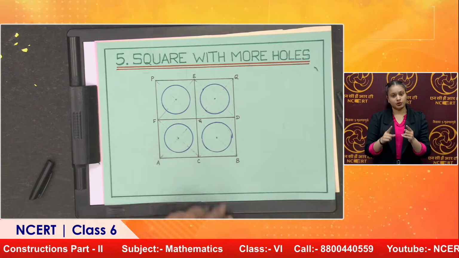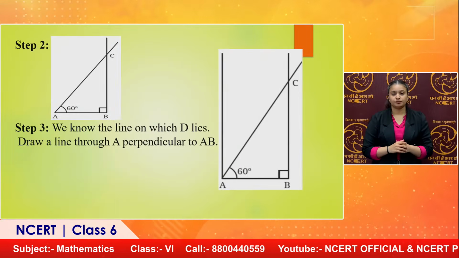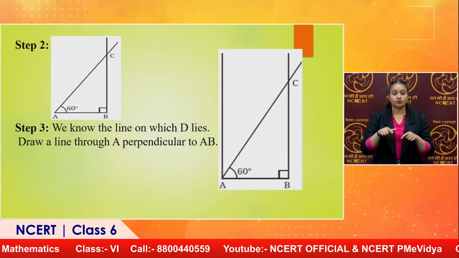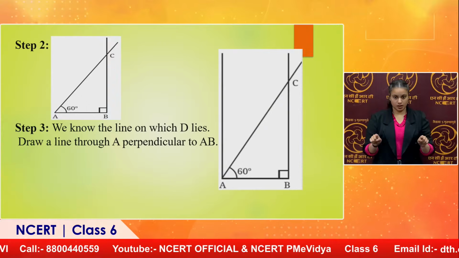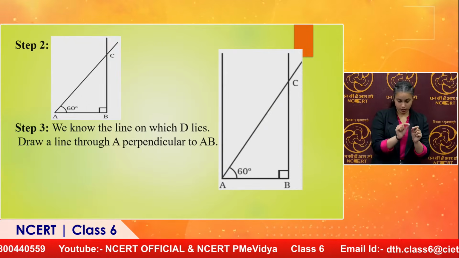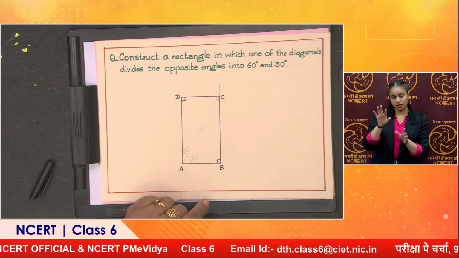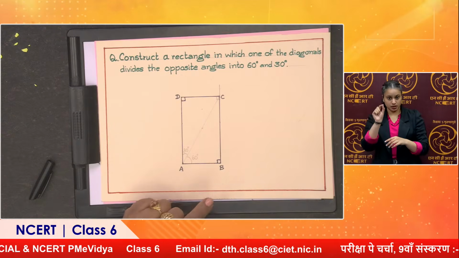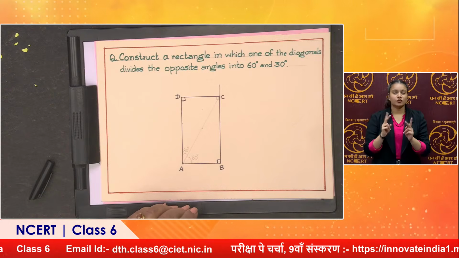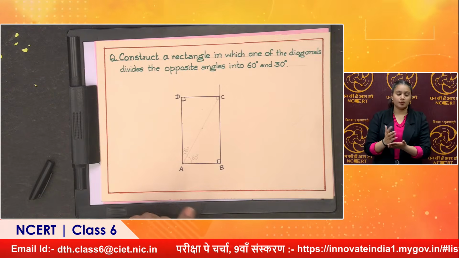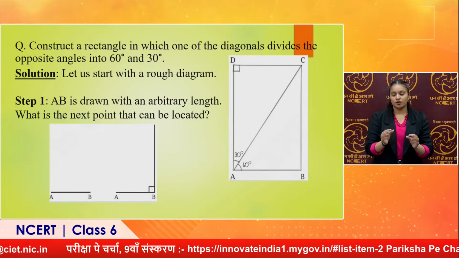Right. Next we have: construct a rectangle in which one of its diagonals divides the opposite angles into 60 degrees and 30 degrees. Here, children, as you can see, let us start with a rough diagram. It always helps us. Let AB be of arbitrary length, because it is not given to us how much length you should take.